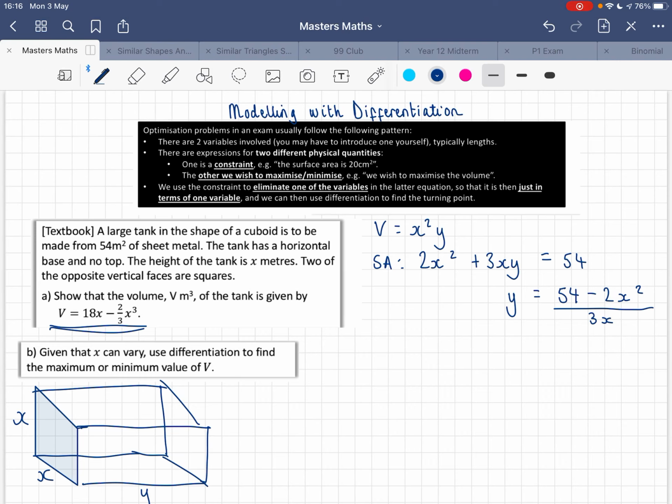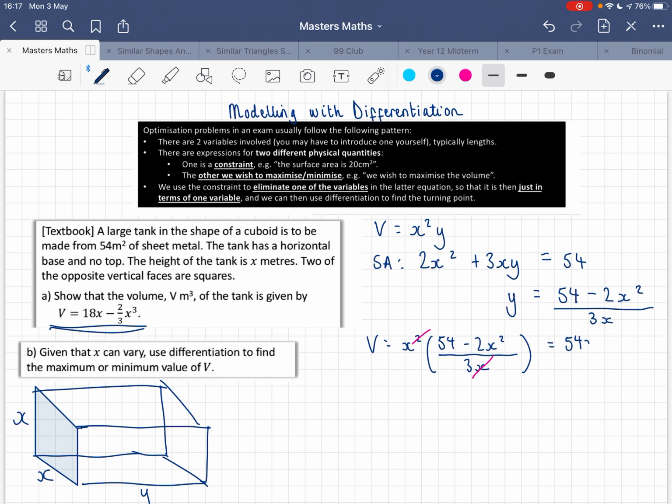I'm really trying to say this too fast and I'm just tripping over everything that I'm saying. I'm going to substitute the y equals into the formula for the volume. So I get volume is equal to x squared multiplied by 54 minus 2x squared over 3x. I'm going to cancel straight away. So one of the x from the x squared is going to cancel with that x on the bottom.